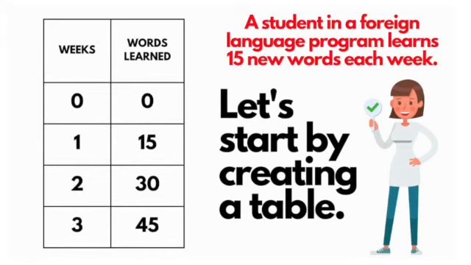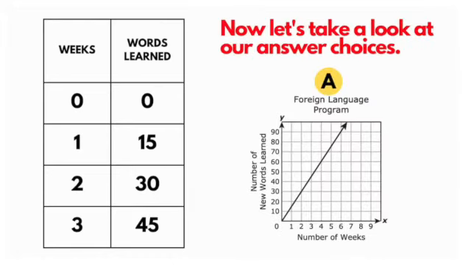So we have a table now, and we can take this table and look at our answer choices and eliminate from there. So let's take a look. Looks like 0, 0 works because it's at the origin, so it is a proportional relationship. So let's go 1, 15. Does 1, 15 match on that graph? It does.